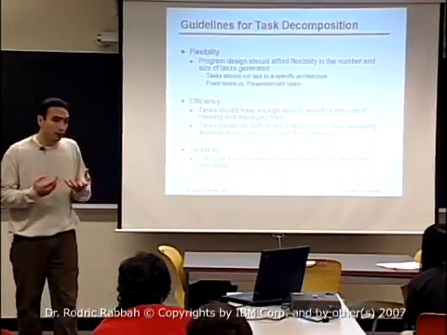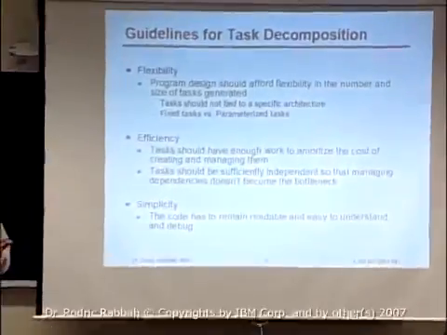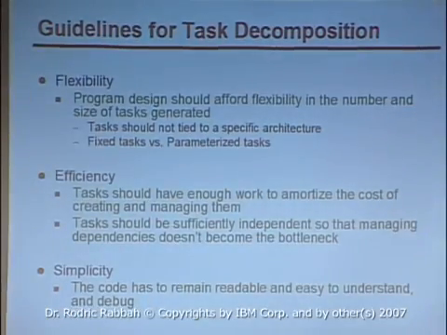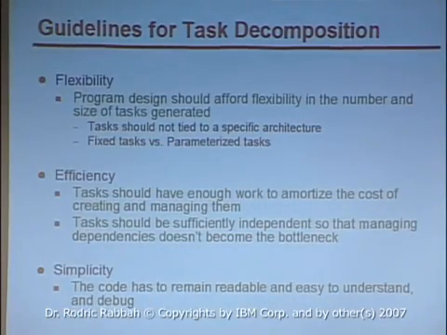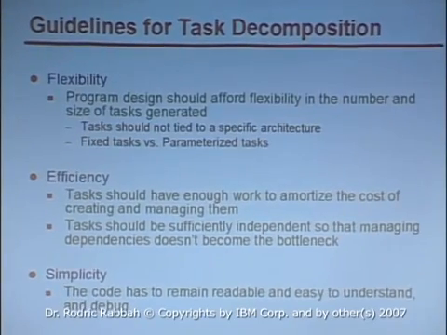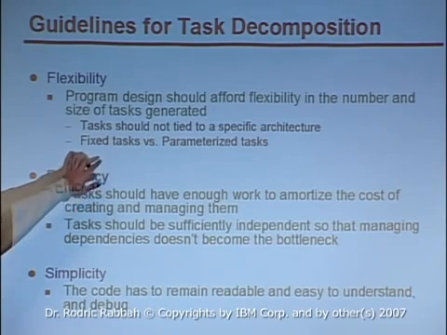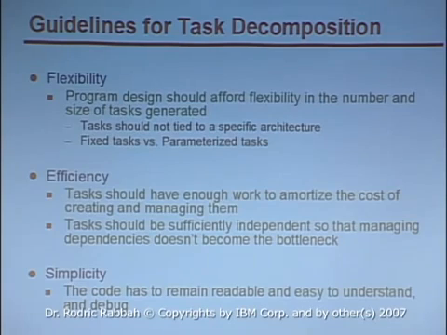And you want to consider three things. You want to keep three things in mind: flexibility, efficiency, and simplicity. So flexibility says, if you made some decisions, is that really going to scale well, or is it going to allow you to sort of make changes? So you might want to have fixed tasks versus parameterized tasks, for example.